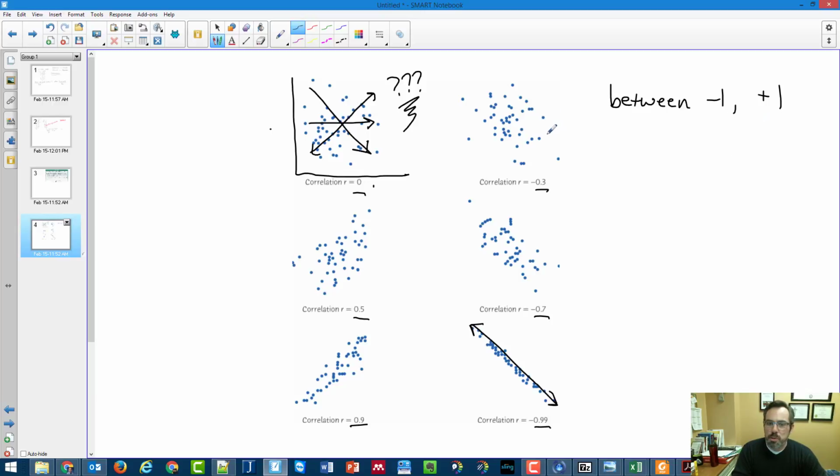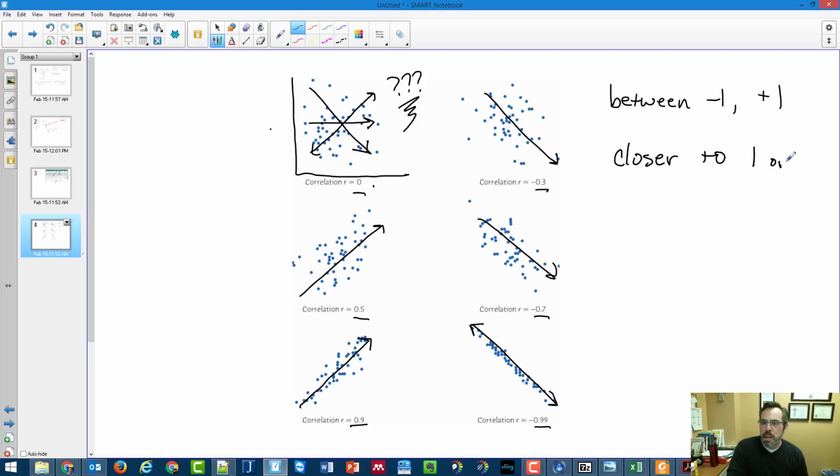It's a positive correlation if it's going in this direction, basically up. It's a negative correlation when we think of it as going down, and so each one of these is starting to give a better picture of something going down. So that's the difference.